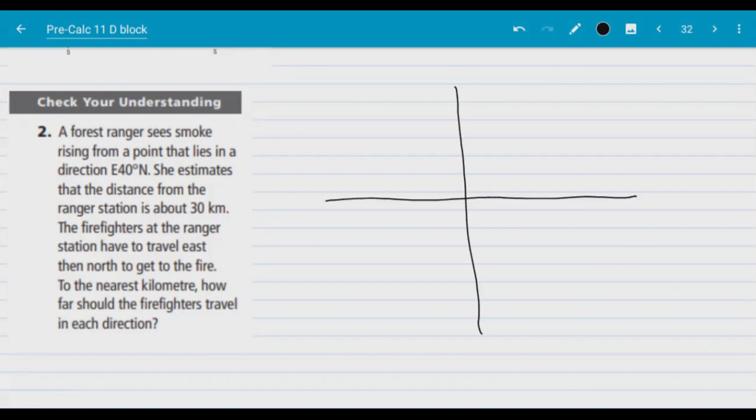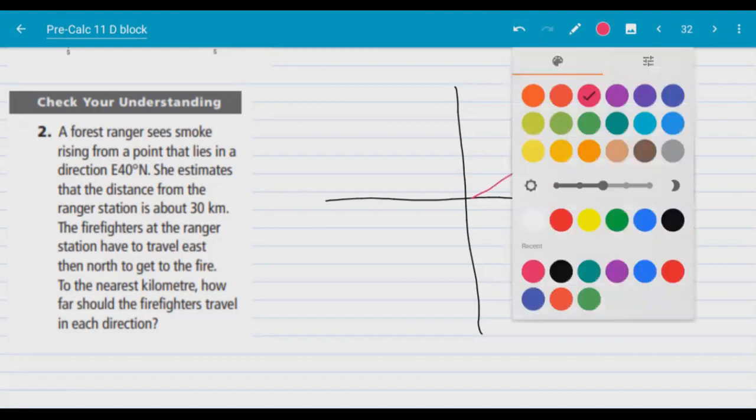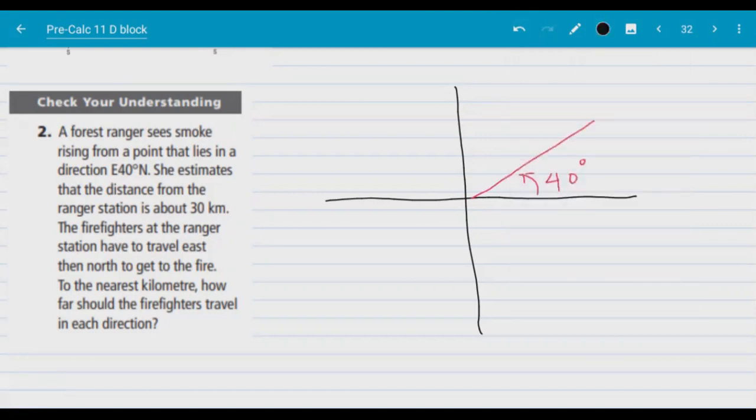We go east. So it's like go this way, and then you go north 40 degrees. There is your 40 degrees north. And then the O represents the ranger station, so I'll put an O here. And then let's put a point P to represent where the fire is, right here.